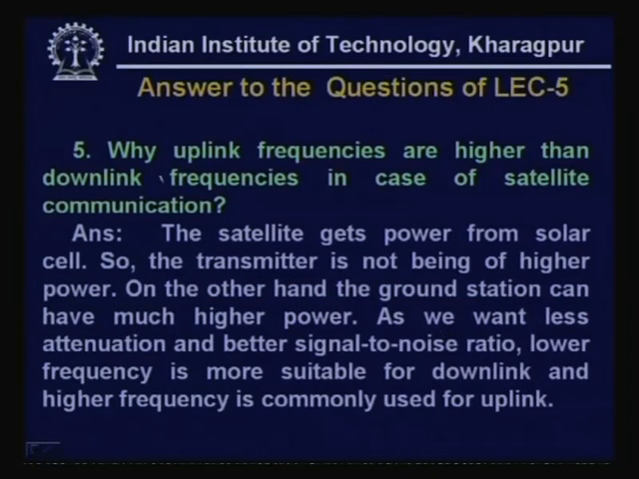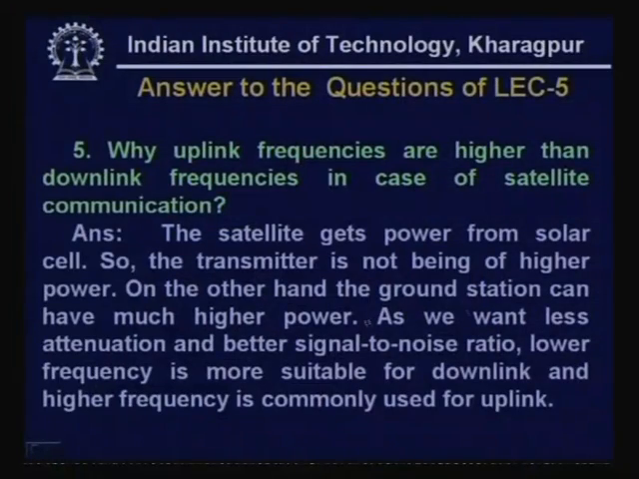The fifth and last question was, why are uplink frequencies higher than the downlink frequencies in case of satellite communication? The reason I mentioned was that the satellite gets power from solar cells, so the transmitter is not of higher power. On the other hand, the ground station can have much higher power. As we want less attenuation and better signal to noise ratio, lower frequency is more suitable for downlink and higher frequency is commonly used for uplink. So, this is the answer to question number 5. That was the last question.